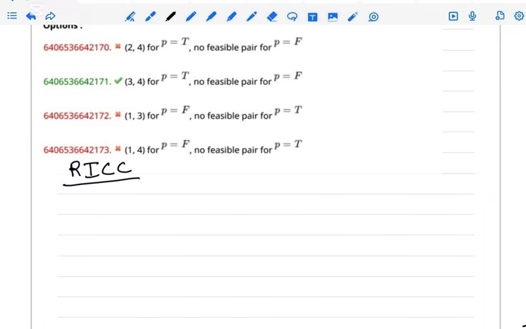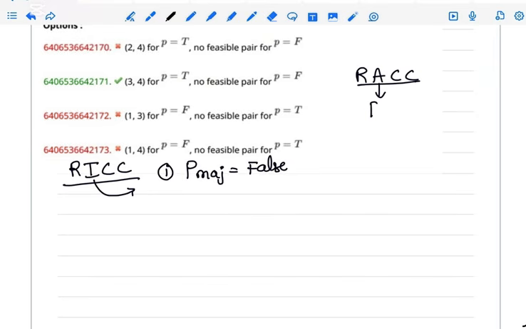RICC means restricted inactive clause coverage criteria, whereas RACC is restricted active clause coverage criteria. Here RICC is inactive clause coverage. In this type of questions, when inactive is there, RICC, GICC like that, for inactive the major clause must be false. If it is active, the major clause must be true. Friends, for inactive it must be false. You can remember this point, it is very important.